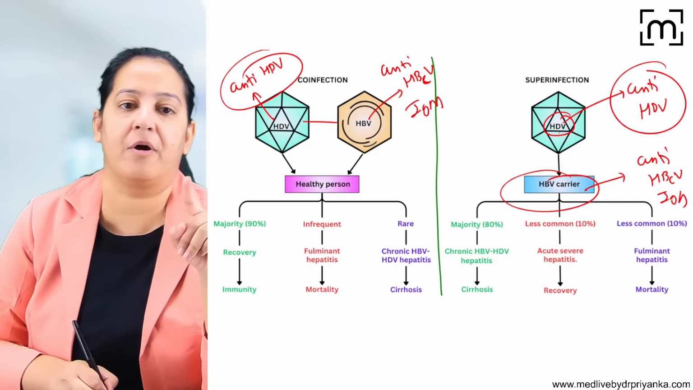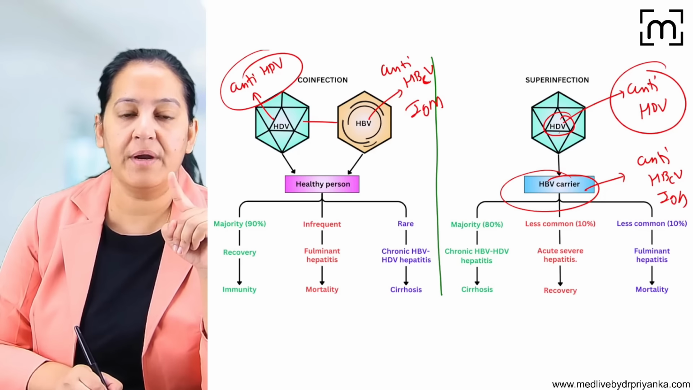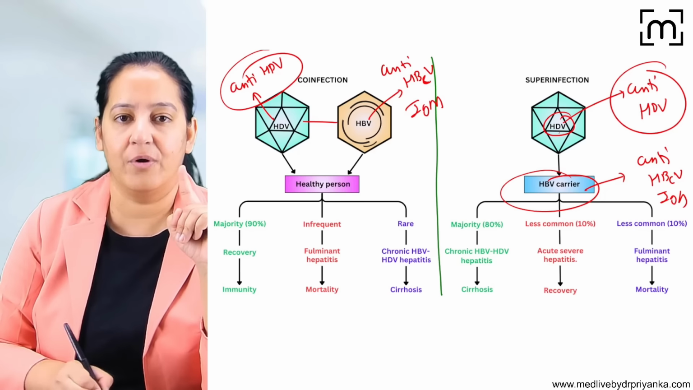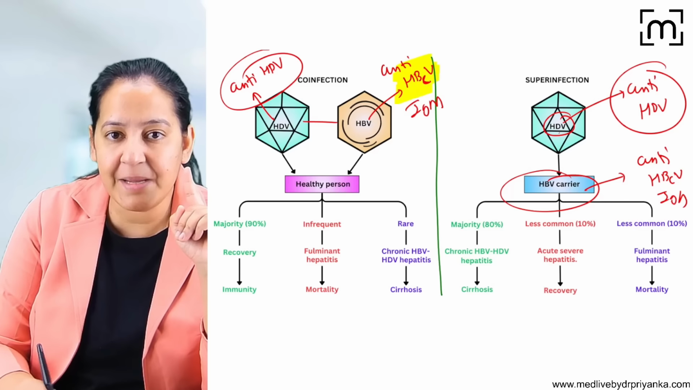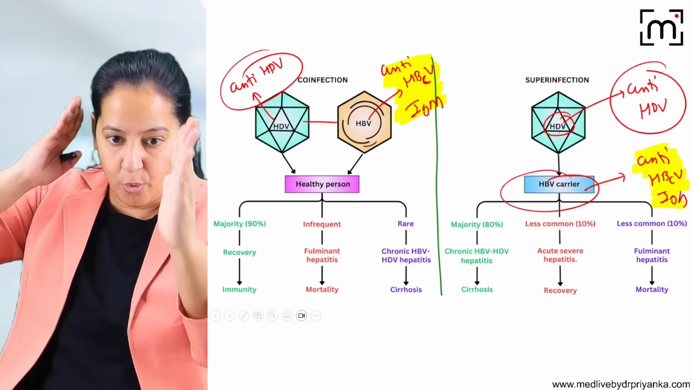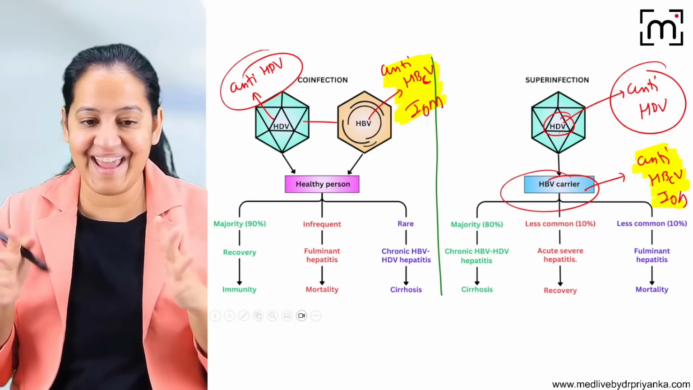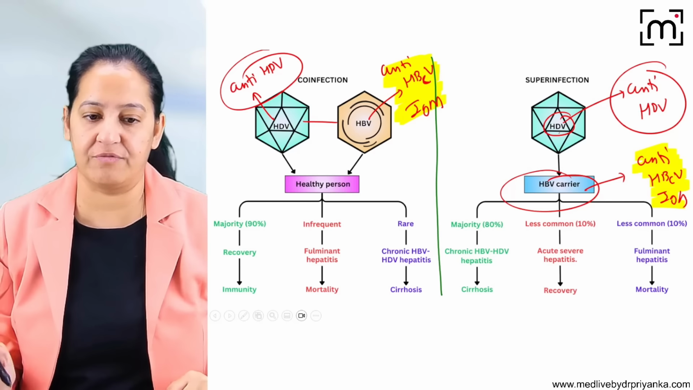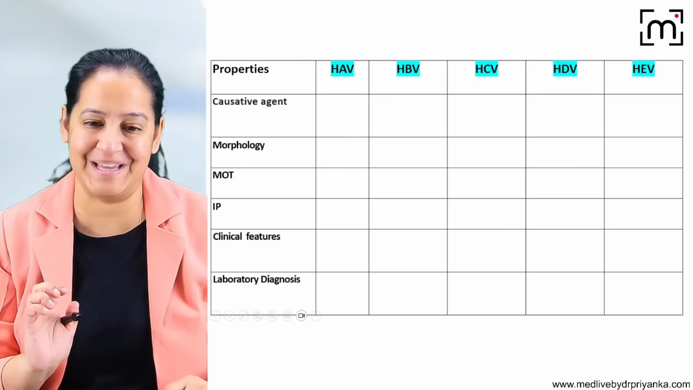The B is already present in the body, so it is present since years. It is a carrier. So it is the antibody against B, whether it is IgM or IgG, that differentiates co-infection from super-infection. Anti-HDV is not differentiating. It is present in both of them. That was my point. I hope you got the same concept here.